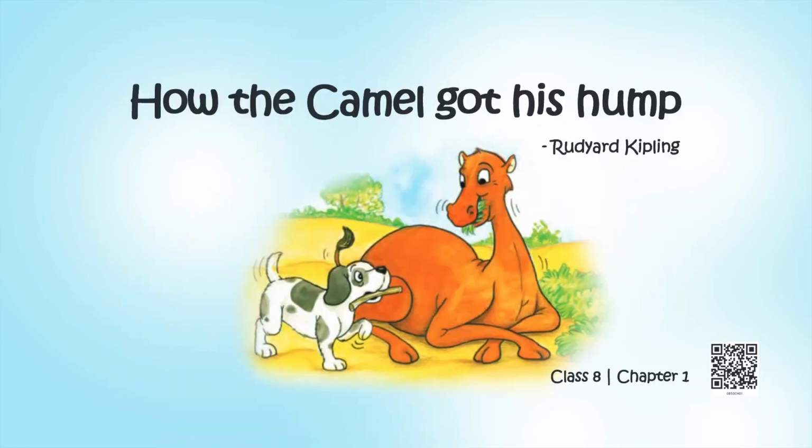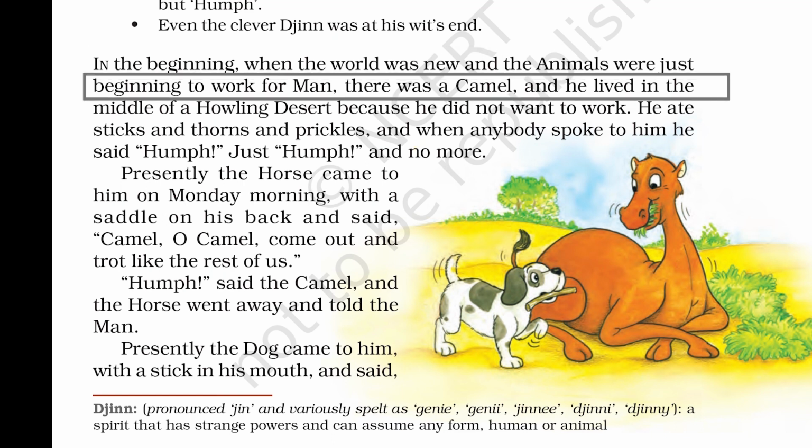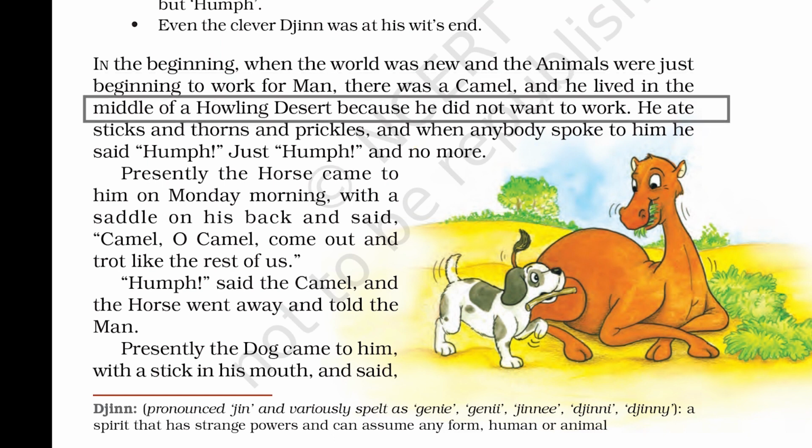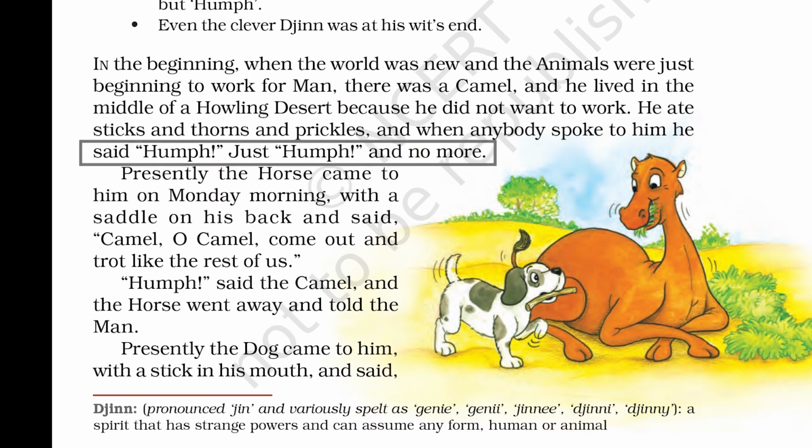How the Camel Got His Hump. In the beginning, when the world was new and the animals were just beginning to work for man, there was a camel, and he lived in the middle of a howling desert because he did not want to work. He ate sticks and thorns and prickles, and when anybody spoke to him, he said hump, just hump, and no more.